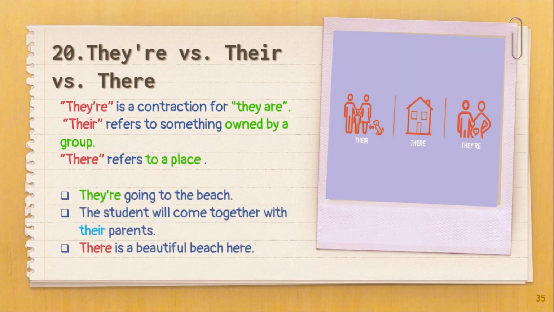Example for they're. They're going to the beach, okay? Let's try to read it. They are going to the beach. Okay. The students will come together with their parents. Okay. There is a beautiful beach here. So each of these words is being used differently, according to what the sentence means. So they're, their, and there. Okay. Each is used differently with its specific sentences.